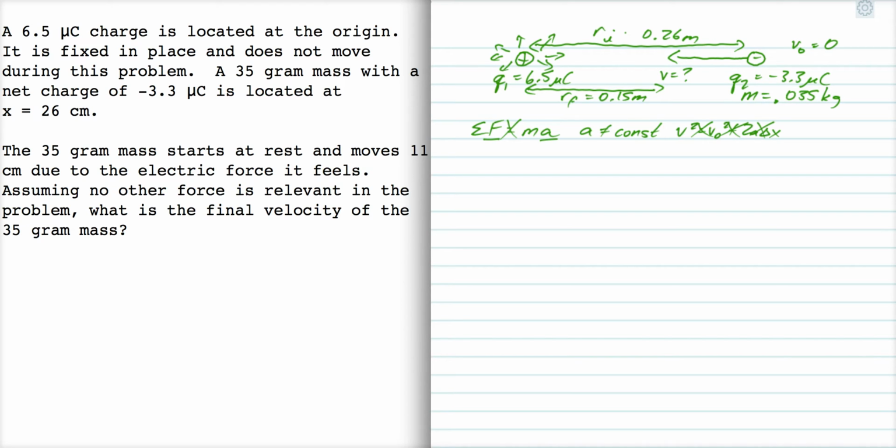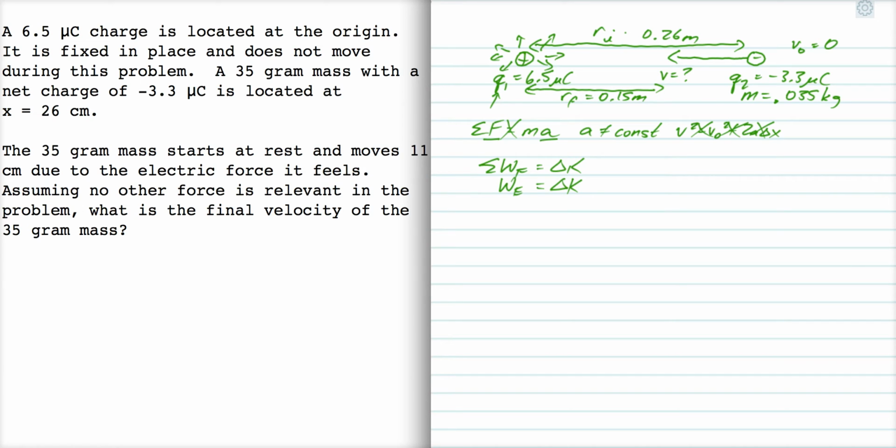Right? Because the field, due to this charge Q1, that electric field, is non-uniform. And so the force that charge Q2 feels is non-uniform. So we have to use work-energy. The sum of the works done by all the forces is equal to the change in kinetic energy. And in this case, we're told that no other force is relevant to the problem except for the electric force. So I can write that the work done by the electric force is equal to delta K.